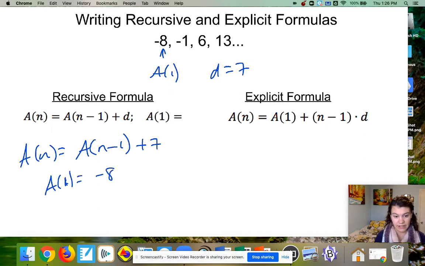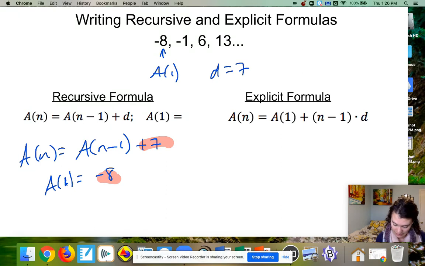What this is saying here is you take this first term, and then you're going to add 7 onto it to find the next term. And then you take that next term and add another 7 on, and then add another 7 on to find your following terms. So you have to have the term before it to find the next term.